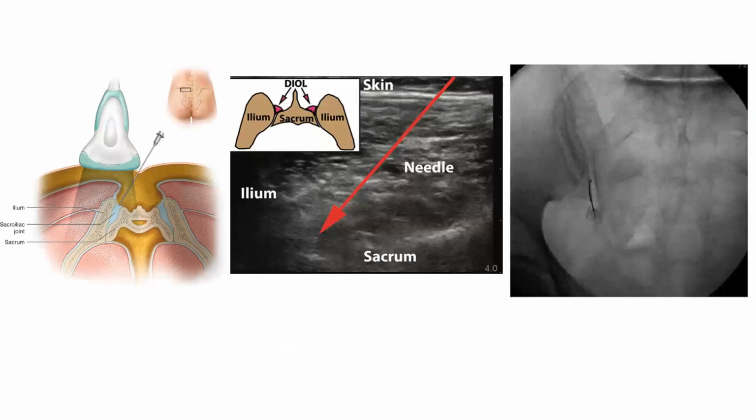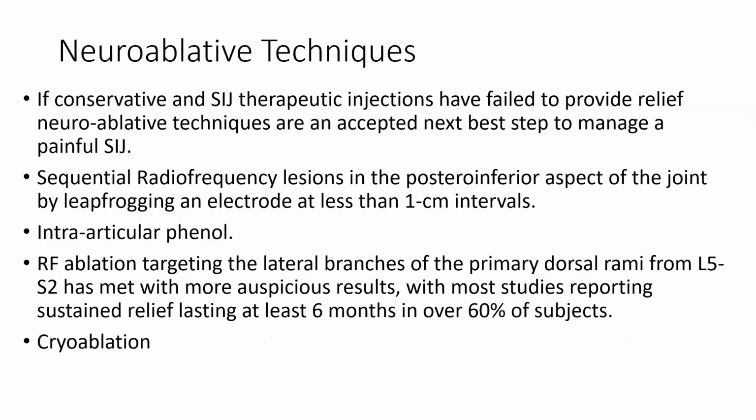Image showing the ultrasound-guided injection and fluoroscopy-guided injection. Neuroablation technique: if conservative treatment and SI joint therapeutic injection have failed to provide relief, neuroablation techniques are an accepted next best step to manage the painful SI joint.